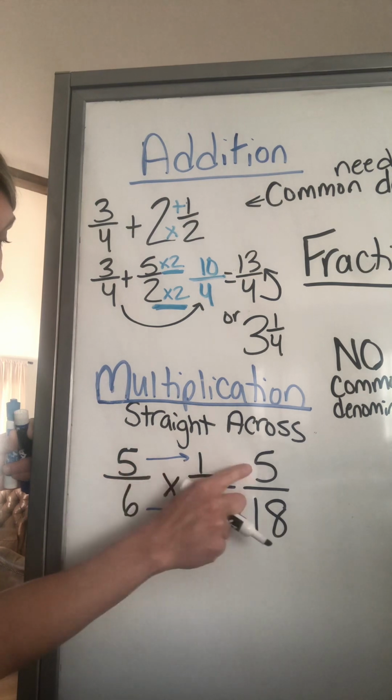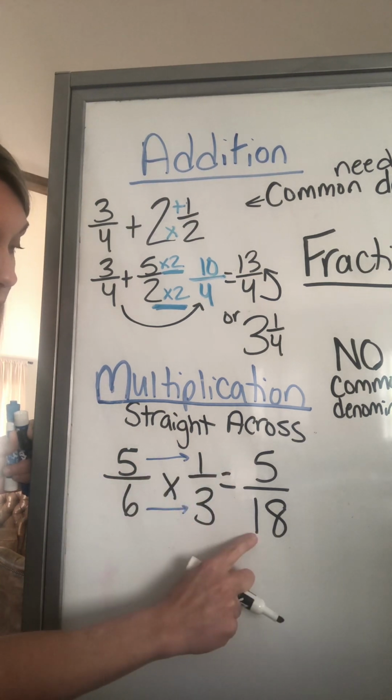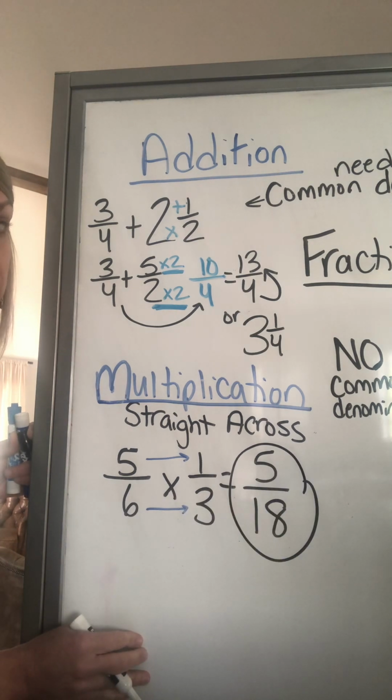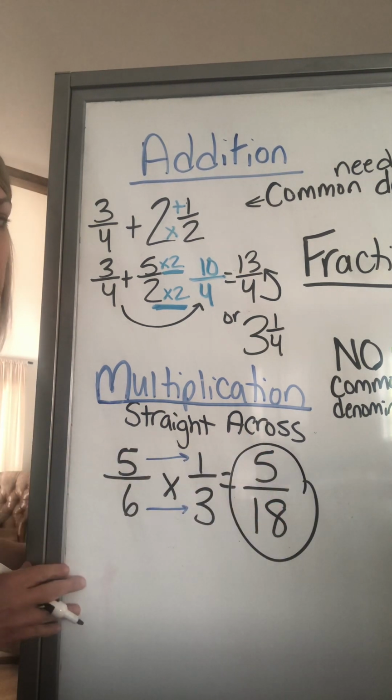5 times 1 is 5. 6 times 3 is 18. So your answer would just simply be 5/18 for multiplication. Very easy. Multiply straight across.